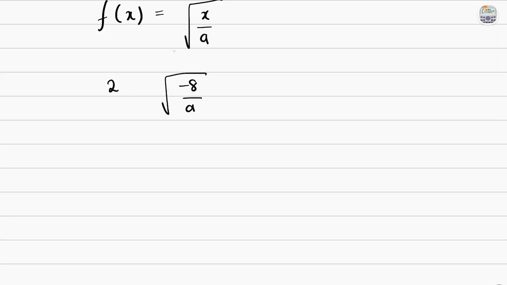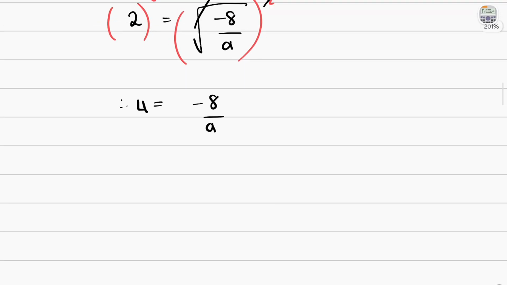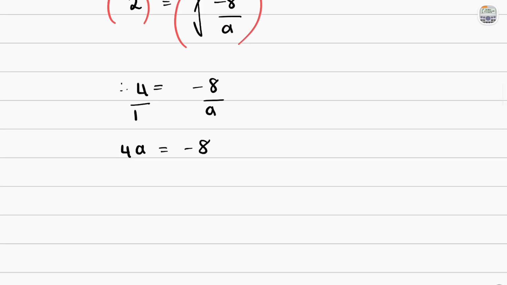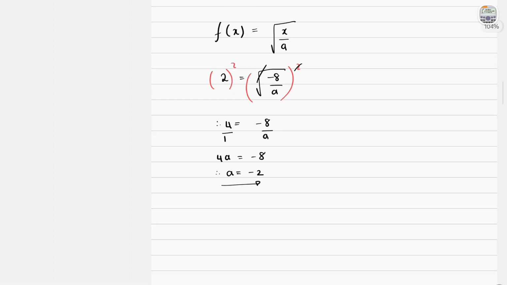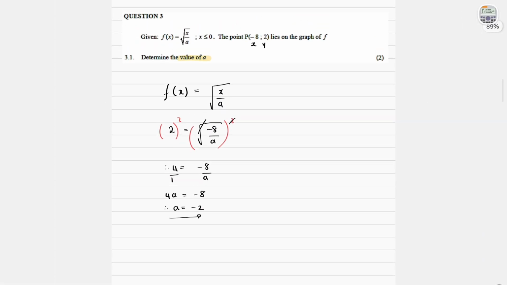So to solve for a, we can just square both sides to get rid of the square root. And now we have 4 is equal to negative 8 over a. You can just cross multiply or transpose the 8, but if you cross multiply, just put this over 1. 4 times a is 4a, and 1 times negative 8 is negative 8. If you divide both sides of the equation by 4, a is simply equal to negative 2, and that is our answer. Moving on to the next question.